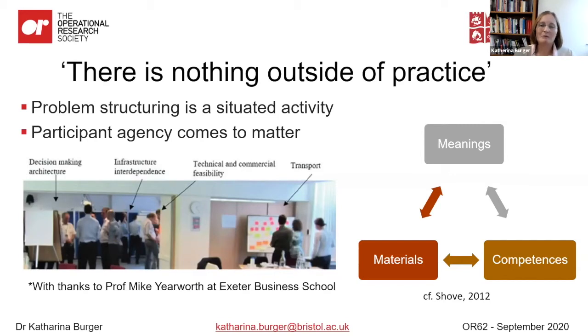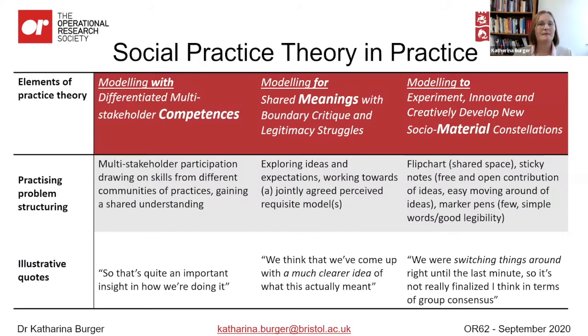And I'll go into a bit more detail now about how these ideas about meanings, materials, and competencies help us to perhaps see more clearly the dynamics of what happened during the workshop. In what ways may there have been some micro shifts in the behavior of the participants through the modeling process. So this slide is really my suggestion about what we can see when we look at the workshop through the lens of social practice theory. And there are 3 different aspects, again, focusing on competencies, meanings, and materials.